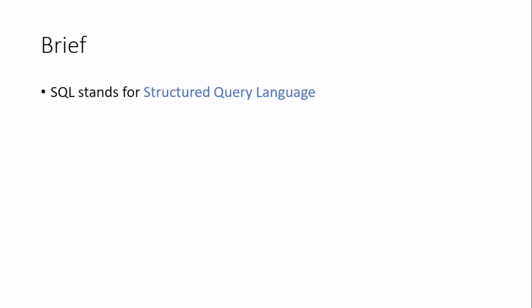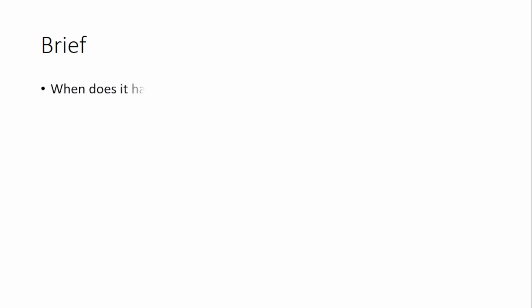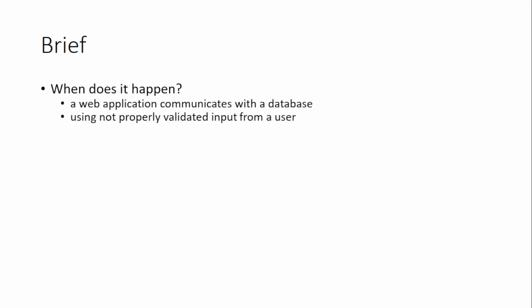Anyway, SQL stands for Structured Query Language, and an SQL injection is an attack on the web application database server that causes malicious queries to be executed. When does it happen? It happens when the web application communicates with a database using not properly validated input from a user. And what is the impact of it?